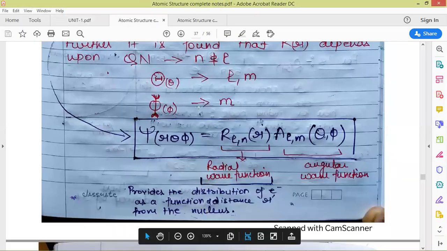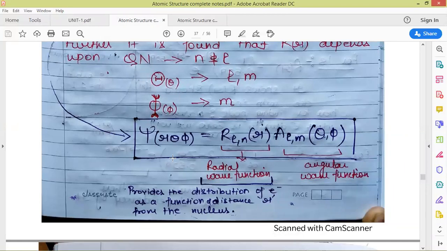Based upon the Schrodinger wave equation, we have converted it into the spherical polar coordinate form, where psi has been divided into two parts, the radial part and the angular part. It is the multiplication of the both. The radial part is dependent upon two quantum numbers, n and l, where n is the principal quantum number and l is the azimuthal quantum number, while the angular part is dependent upon l and m, where l is the azimuthal quantum number and m is the magnetic quantum number.